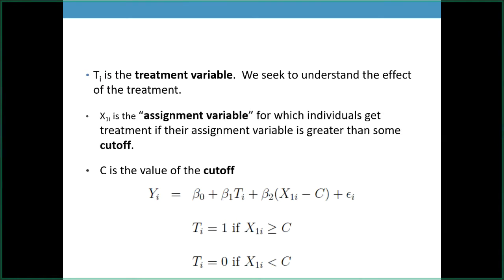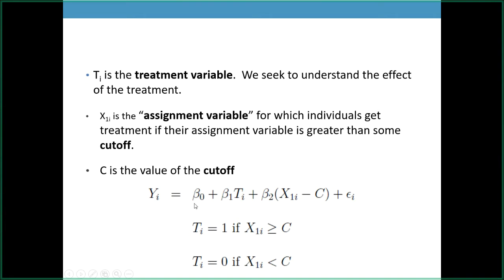And so that is going to define your relative value of the thing that's going to determine the treatment. In this case, there's a cutoff, C, and so Ti is going to be equal to 1. You're going to be the incumbent if your vote share in the previous election was above the cutoff. So in this example, the cutoff would be 50%, Xi would be your vote share in the previous election, and Ti is whether or not you're the incumbent.